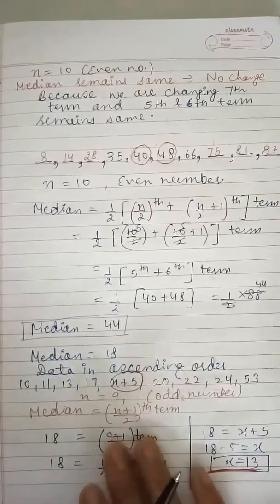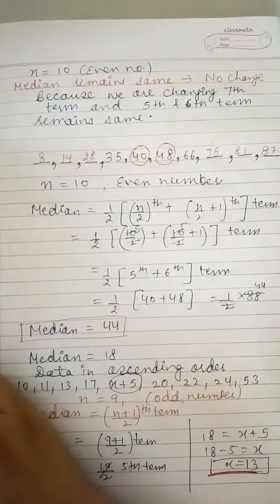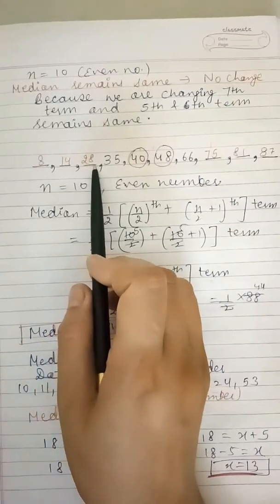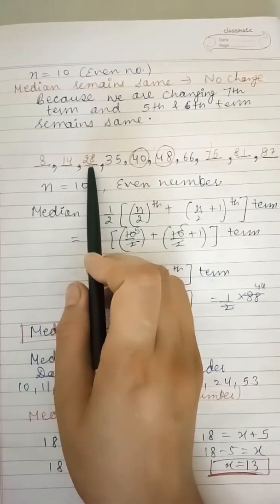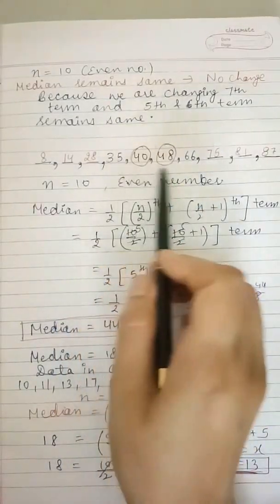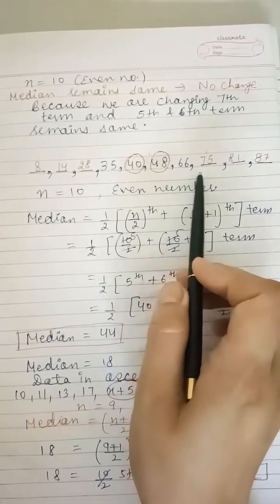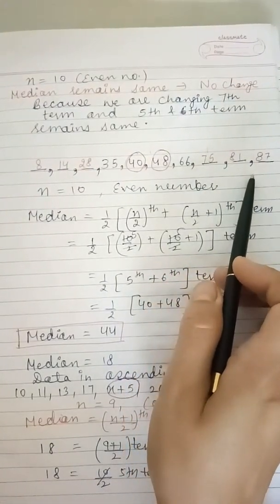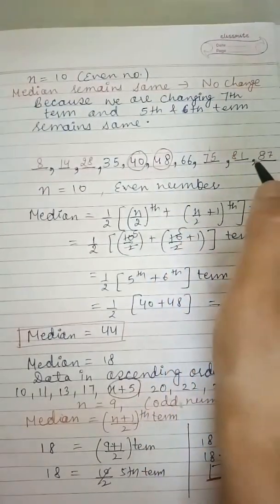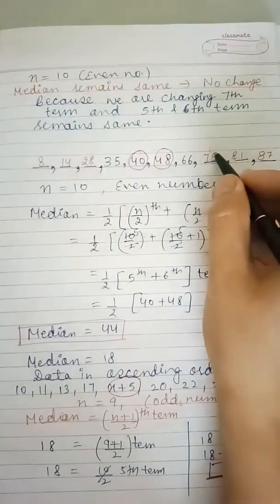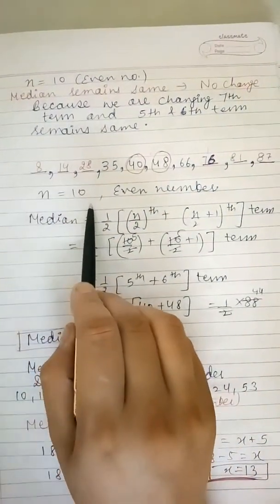Now in the 4th question, out of 10 students who appeared in the test, 3 scored less than 30. It means 3 children have marks less than 30. You can take any 3 numbers randomly, and the middle 4 numbers are given, which you can arrange in ascending order. And the last 3 numbers are greater than 75. You can take any numbers greater than 75, that is 76, 81 and 87. Now n is 10, an even number.